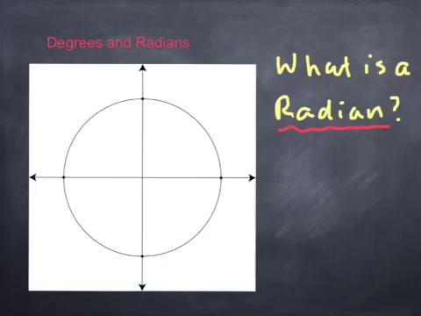Now when we've been dealing with angles we've always measured them in terms of degrees, but there is another measure, and it's the preferred measure in calculus and in other areas of mathematics, and it's called the radian. Now what is a radian?